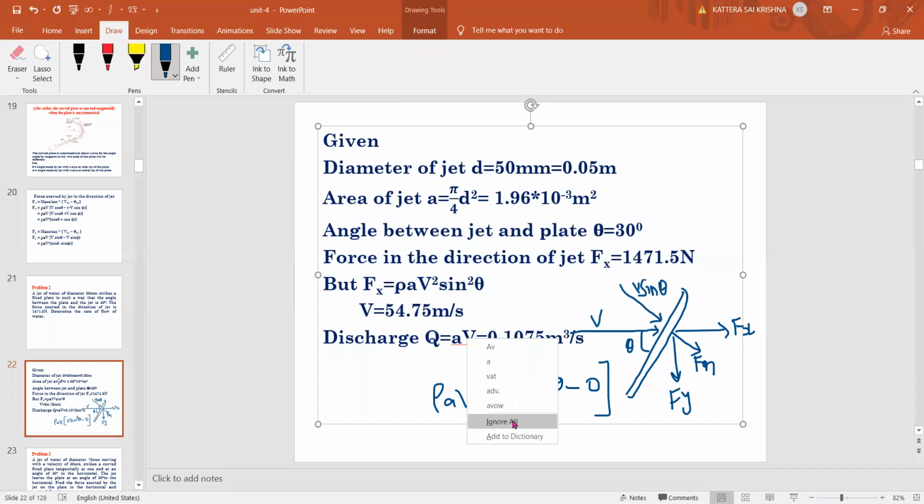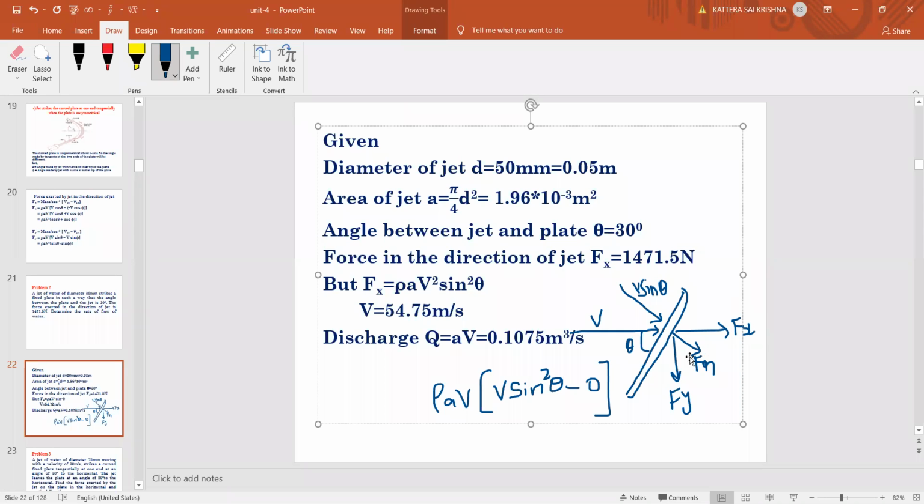Okay, so this is a problem. So he's asking to find the discharge of the jet. If you have any doubt in this, you can ask here. Or one more thing, what you can do for finding Fx, first you can find Fn. So how will you get Fn? Fn equal to, in normal direction, this is the initial velocity, v sine theta. So rho a v into v sine theta minus 0 will be the Fn value.